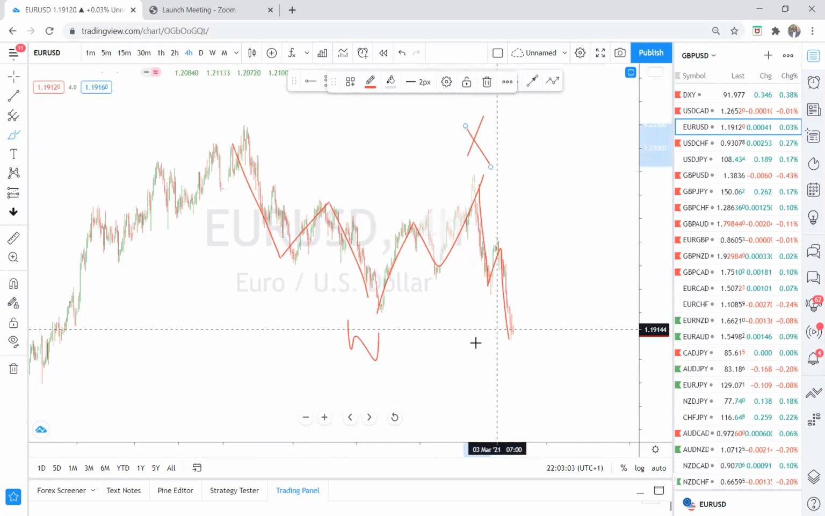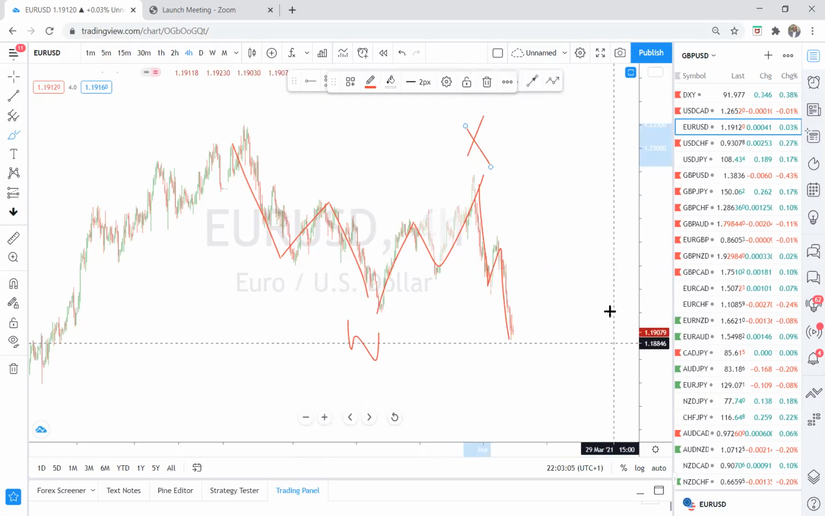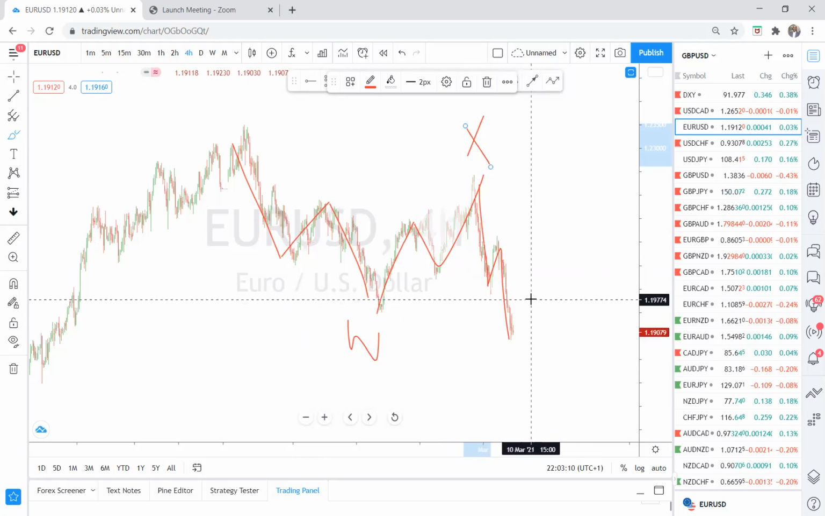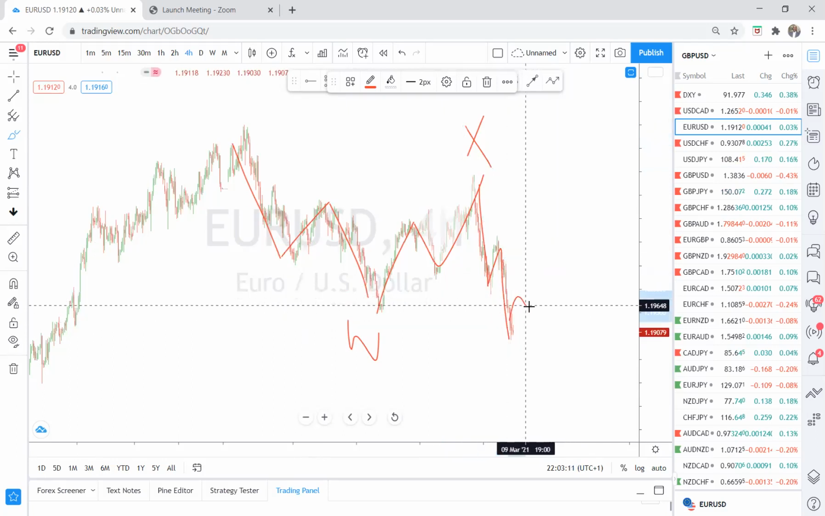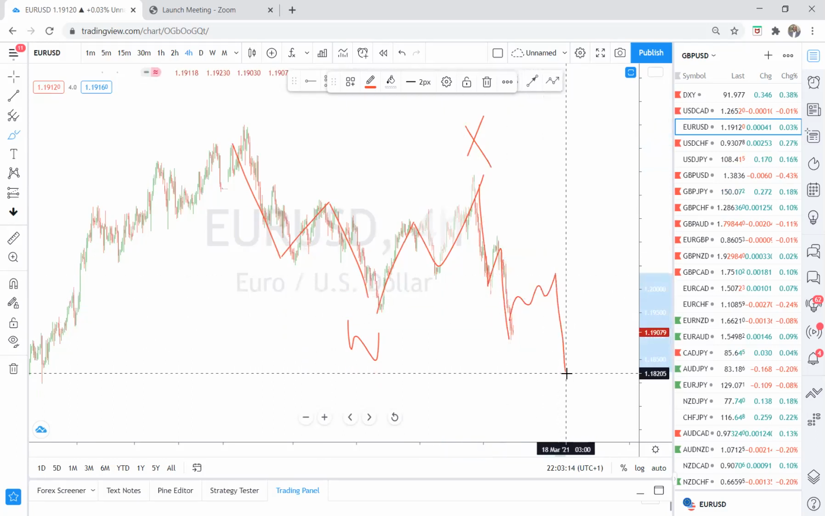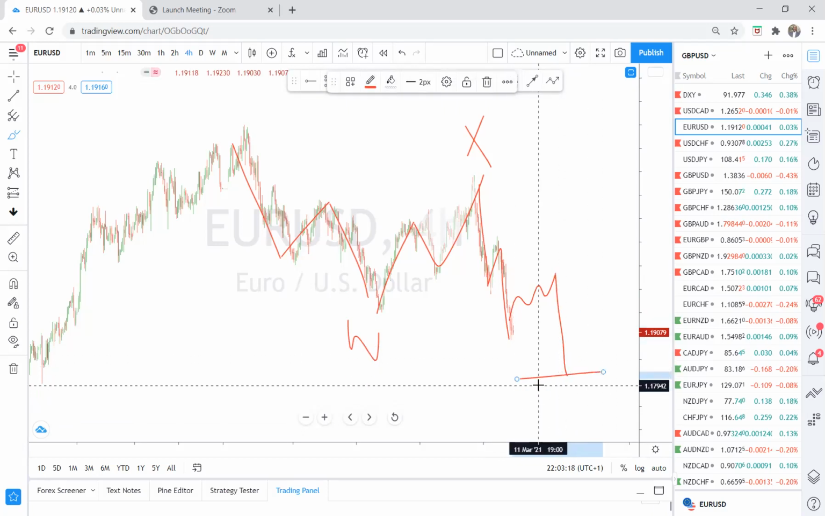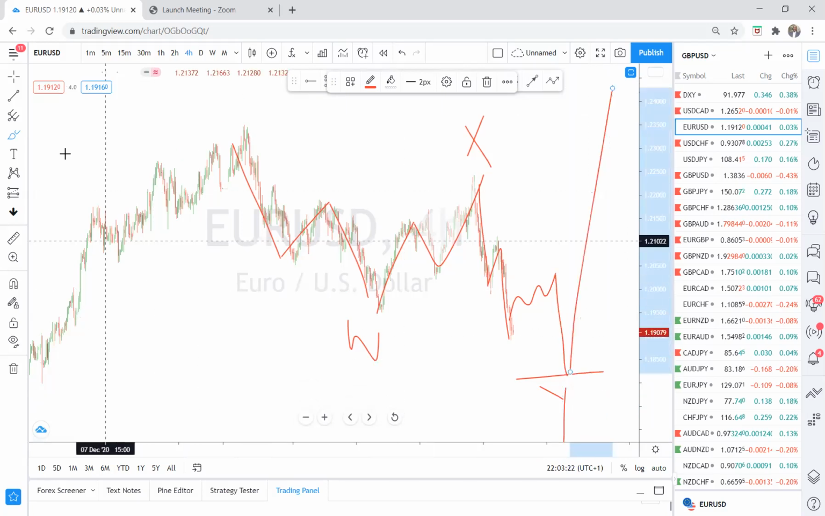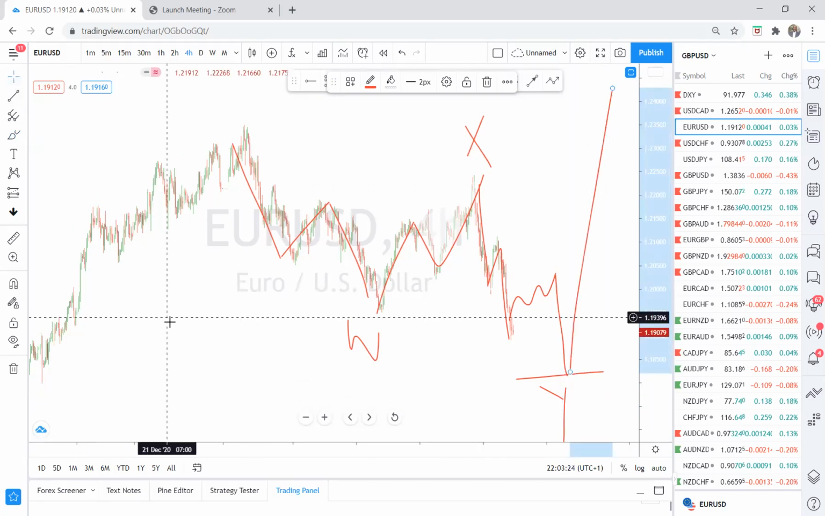WXY structure. But at this stage, we do not expect that Euro USD should flip to the upside at this level. We expect correction here and one more downside, one more downside before we look for buy opportunity here. This is WXY, guys. Euro USD here, we have a push up to the upside.